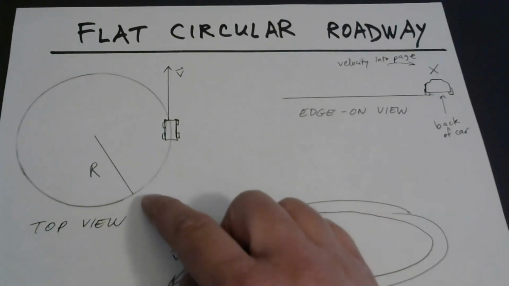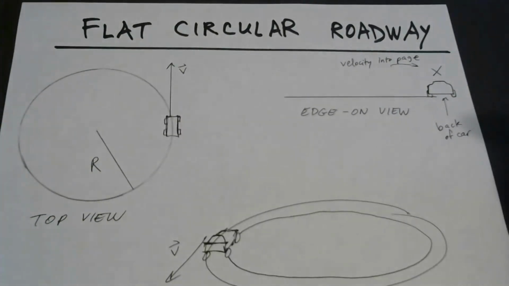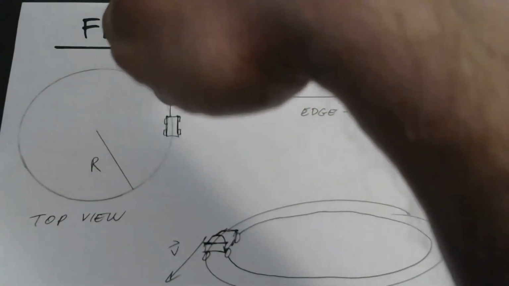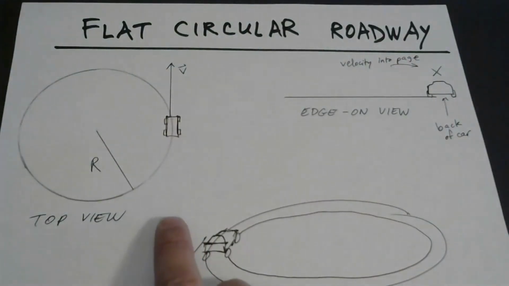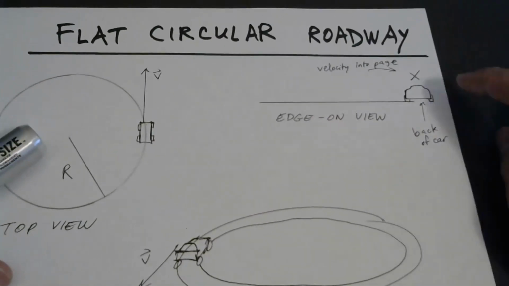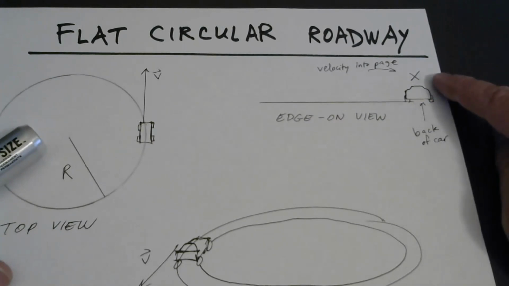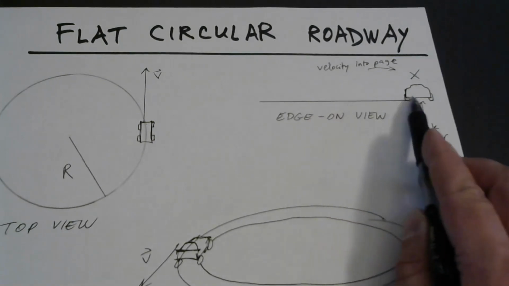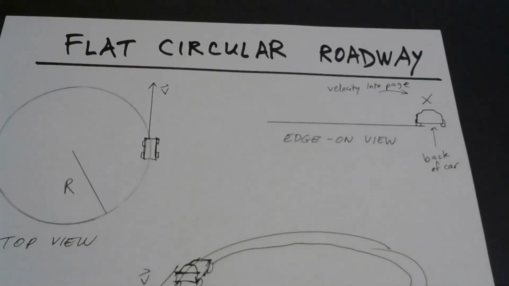Looking straight down on the track, here's the car moving up the page. If you were to take the camera, the camera's looking down here, and pretend you're standing on the ground back here, looking straight at the car, you might see something like this. This is supposed to be the back of the car. The velocity vector would then be into the page. The center of the circle would be here, and this would be the radius of the circular track.